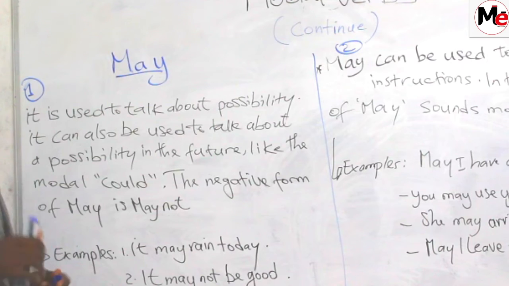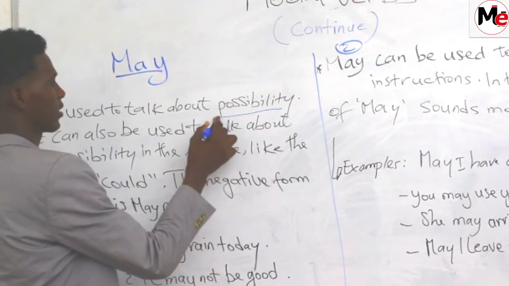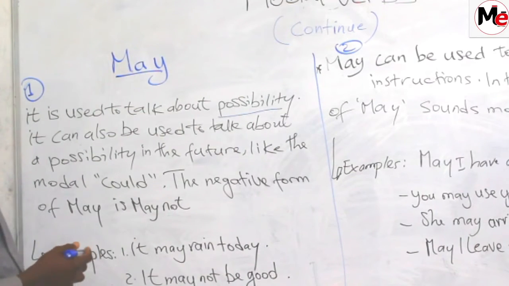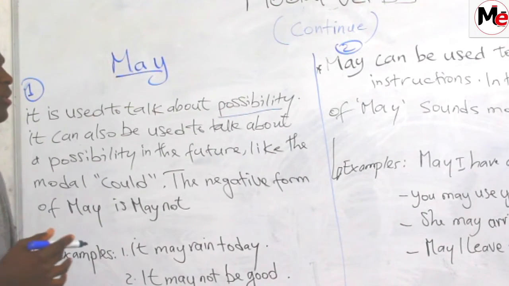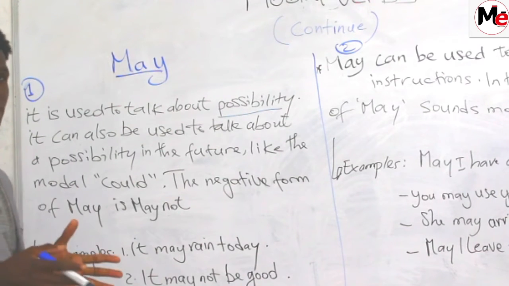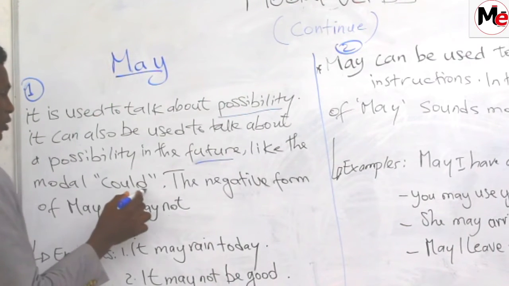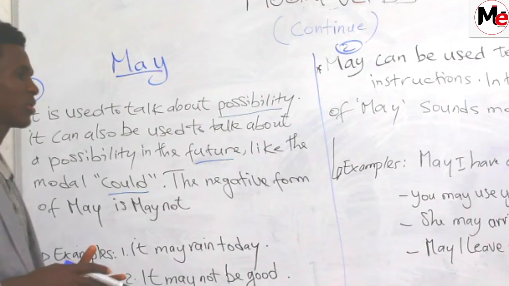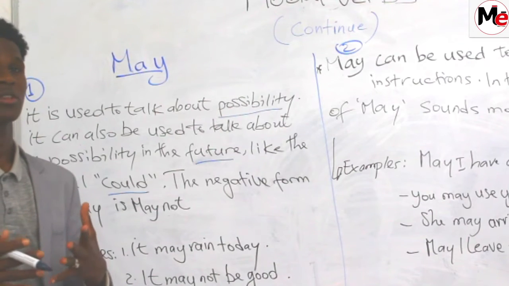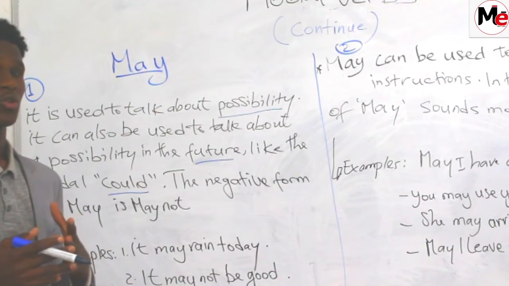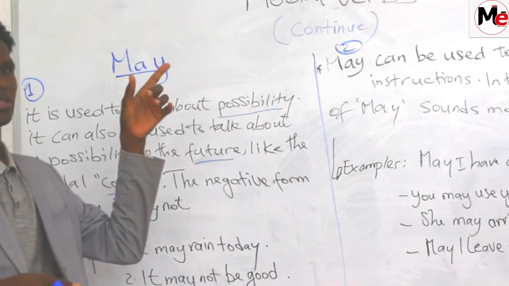So may is used to talk about possibility. It can also be used to talk about a possibility in the future. So there's a possibility which can be in the present or past, and also a possibility in the future, like the modal could. In the last lesson we explained that could can be used to talk about possibility in the future. If you haven't watched that lesson, you can access it via the link I'm going to put below, or just right here.